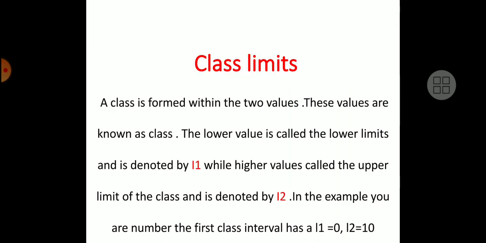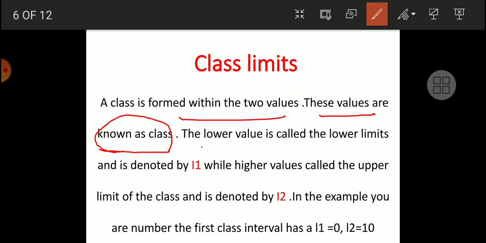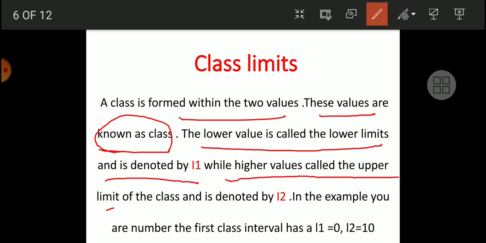Now class limits. A class limit is formed within the two values. These values are known as a class. The lower value is called the lower limit and it is denoted by L1, while the higher value is called the upper limit of the class, denoted by L2.